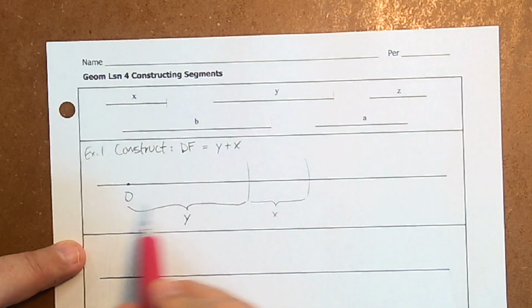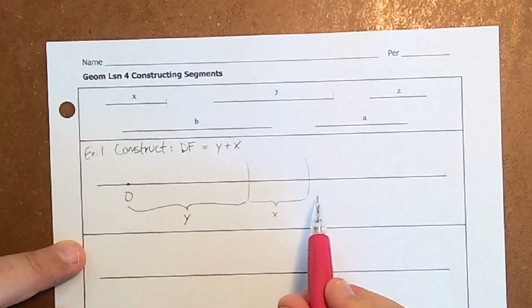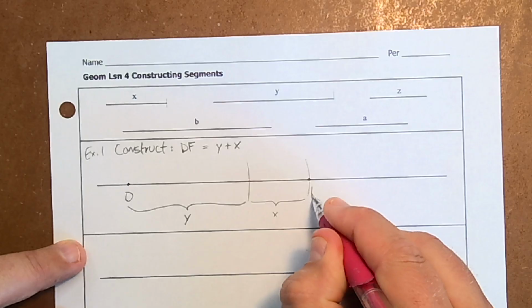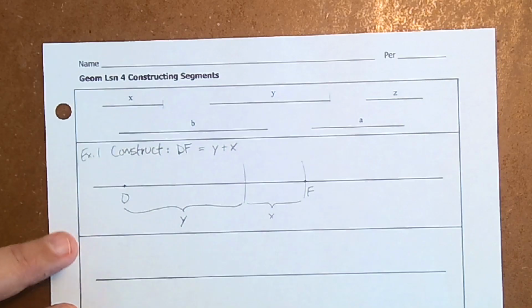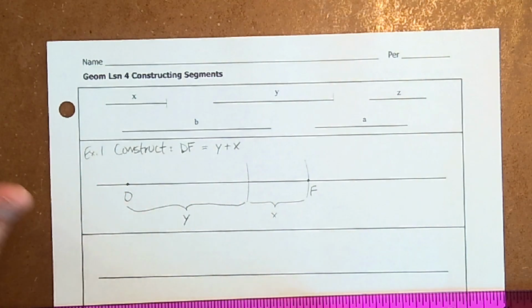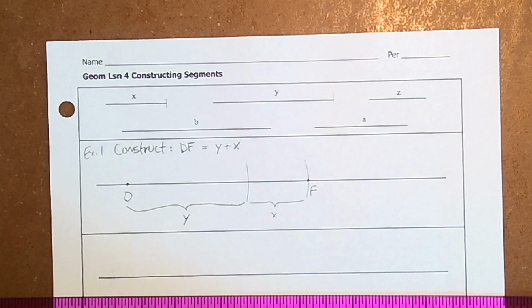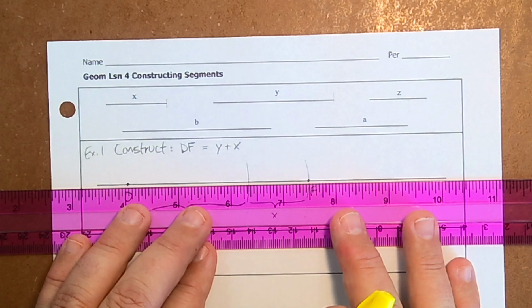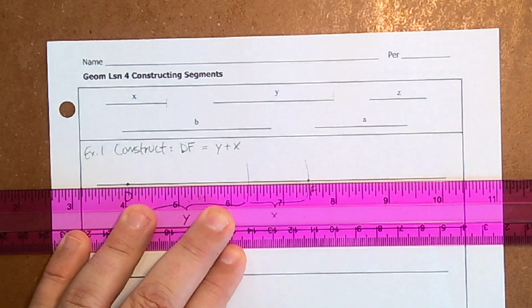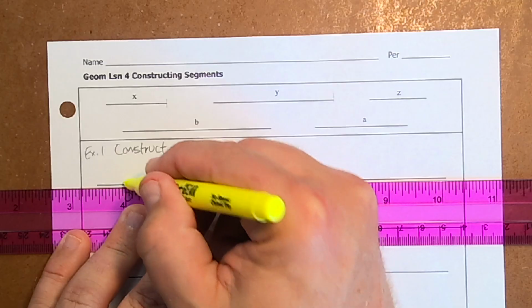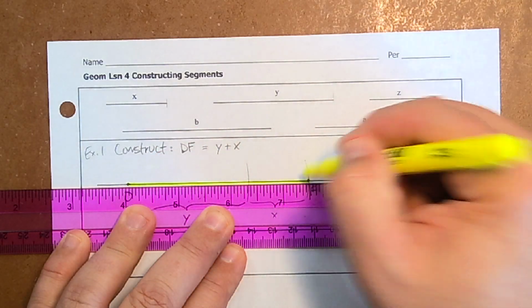And since I know I have a distance of y and now a distance of x added onto that, I can put a point out here and I can call that F. And then the last thing to complete my construction is I'm going to highlight my line segment DF. So watch what I do here. I'm going to take my ruler and I'm going to just drop it off my line segment ever so slightly like that. You see that? So it's just a little bit below it. That makes it easier to work with my highlighter. And then I'm going to highlight from D to F.